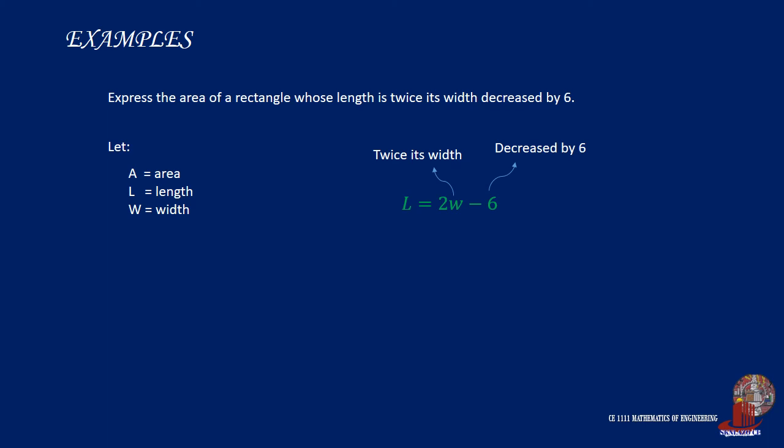By substitution, we can take length as a function of width, thus plugging the expressions in the formula of area, which is length times width. We get the area is equal to twice the width less 6, multiplied by width.